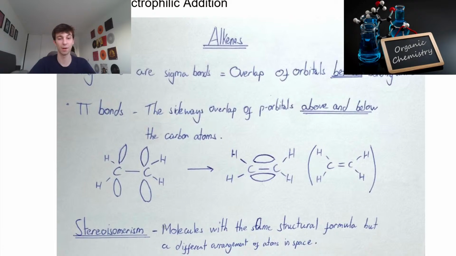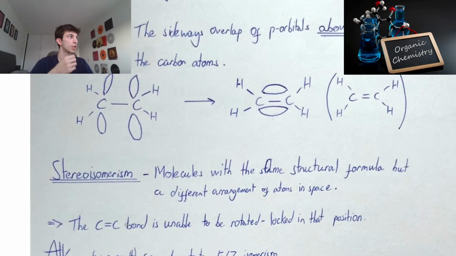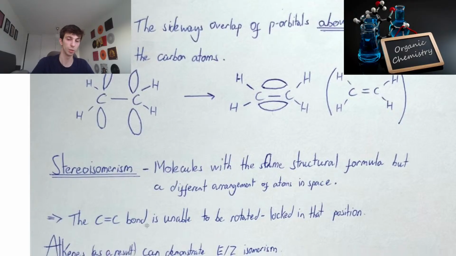I would say it's going to be about 93 for an A star. The reason we see stereoisomerism or isomerism, however you want to say it, in our alkenes is because that carbon-carbon double bond is unable to be rotated. It is locked in place. That's why we can see EZ and cis-trans isomerism.